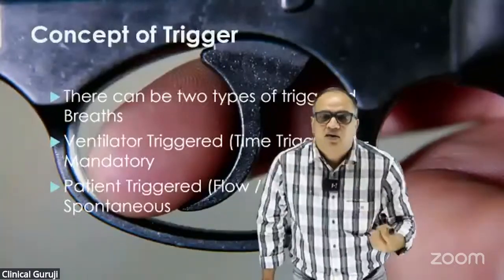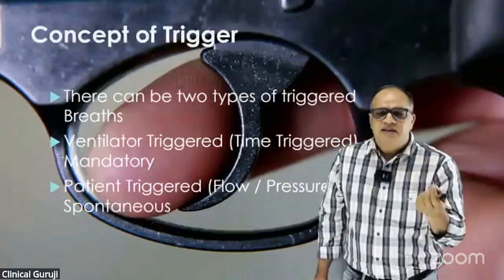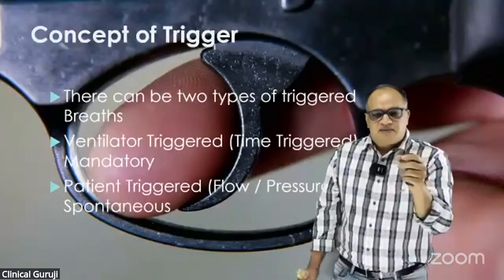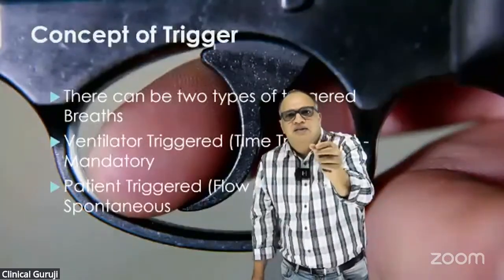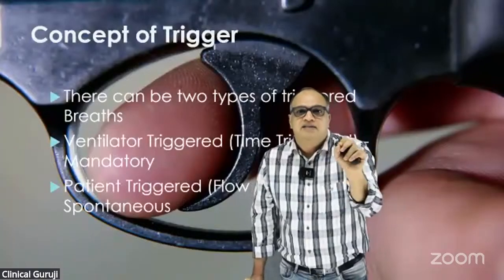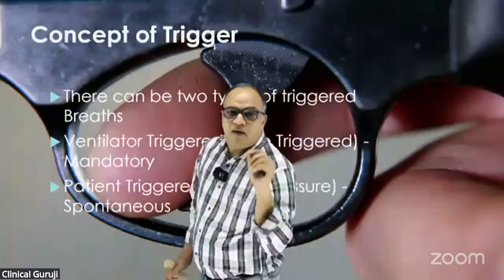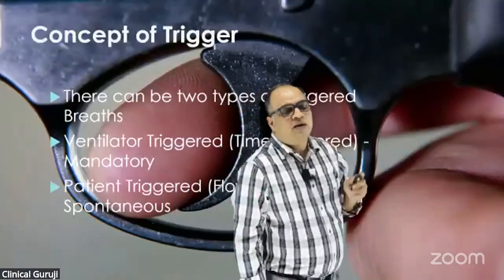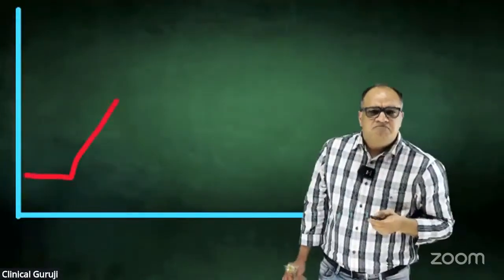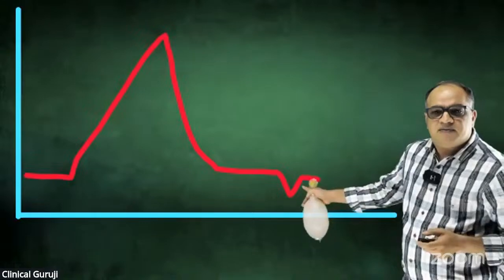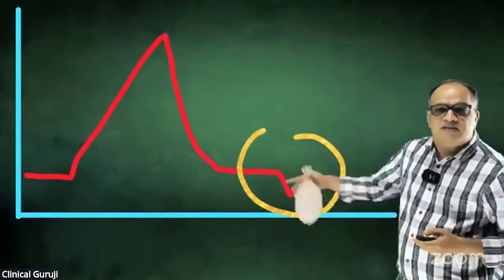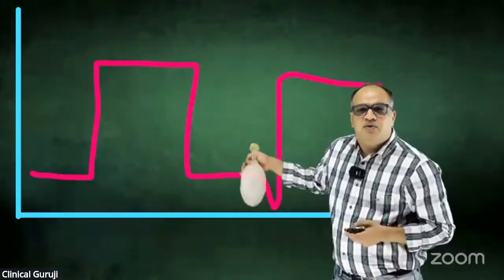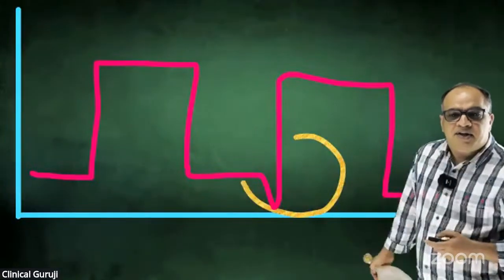Now this sucking in of air can be measured either through the decrease in flow or decrease in pressure. You must have set a flow trigger of 3 liters or 2 liters, or a pressure trigger of -3, -2, -5, whatever. So trigger can be of 2 types, ventilator triggered or patient triggered. So this trigger looks like this on a ventilator graph. This is your trigger. This is a volume controlled mode graph. This is the trigger. Then this is a pressure controlled mode graph. This is the trigger.